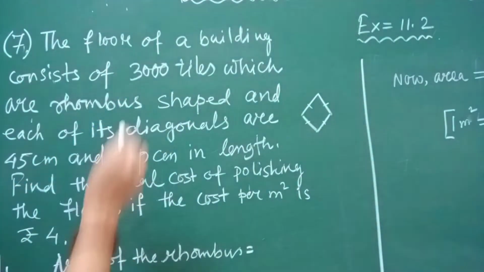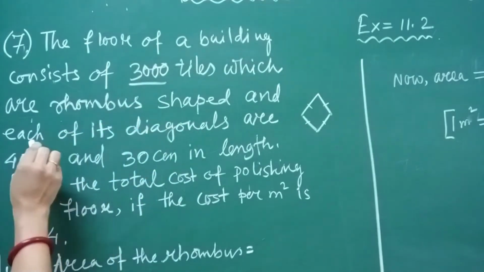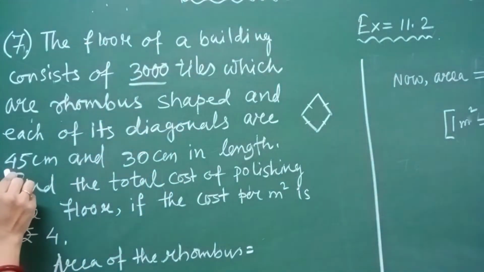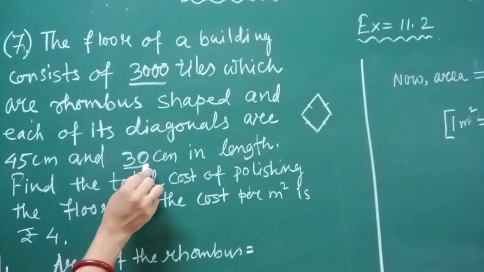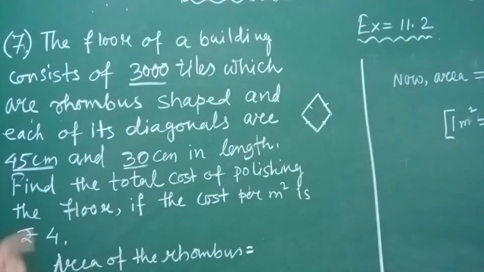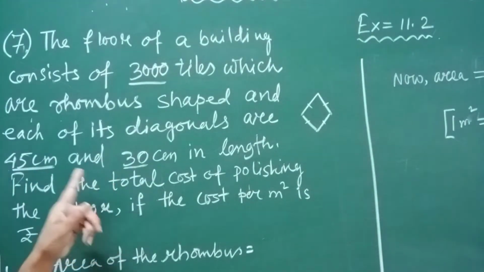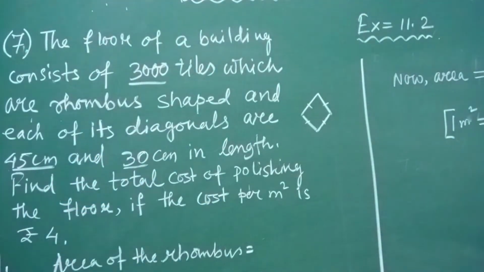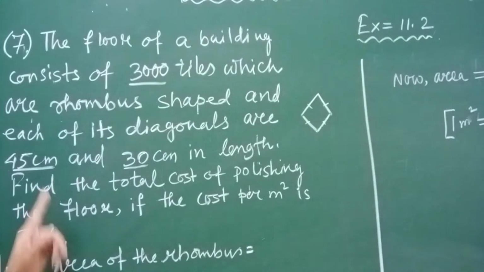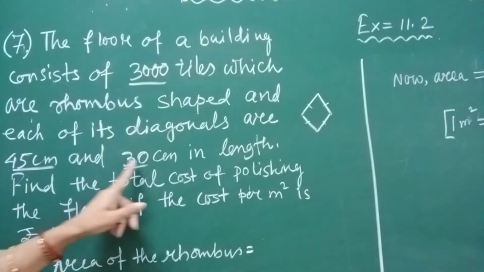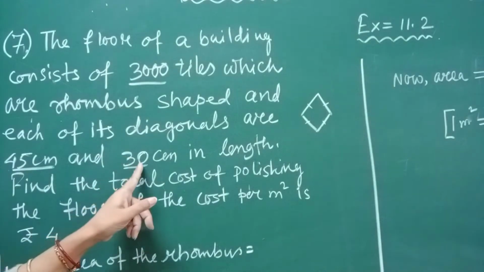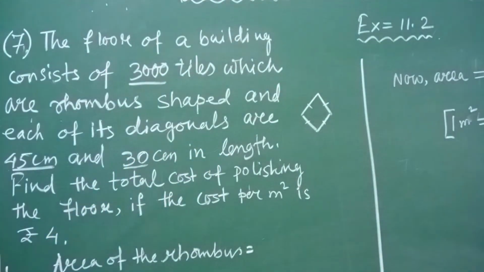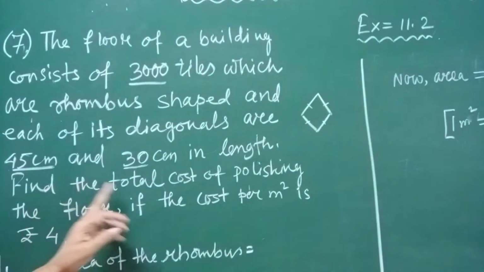3000 tiles are there, which are rhombus shaped, and each of its diagonals is 45 centimeter and 30 centimeter. And you know that if you know the two diagonals, then you can find the area of one rhombus. So the diagonals are given, say D1 and D2. Both the diagonals are given. You can easily find out the area of one tile which is rhombus in shape, and find the total cost of polishing.